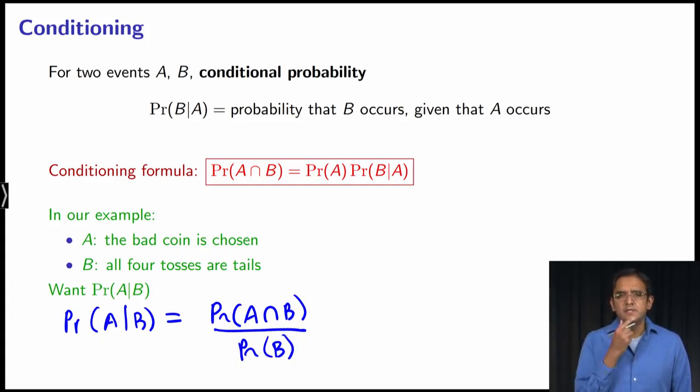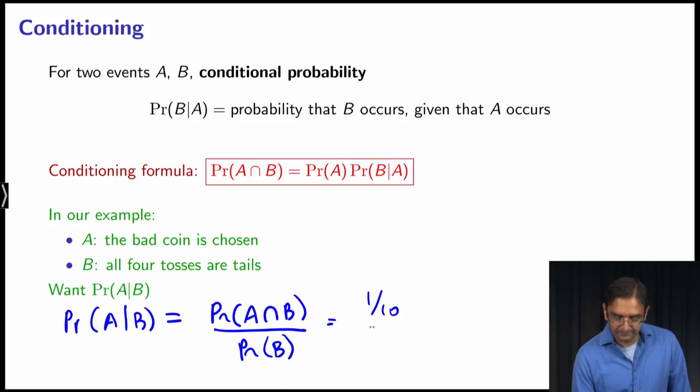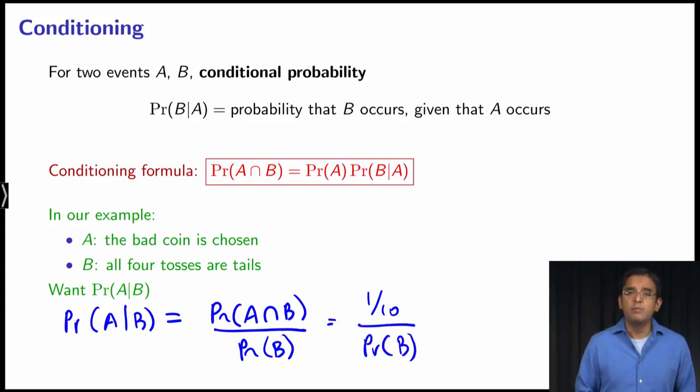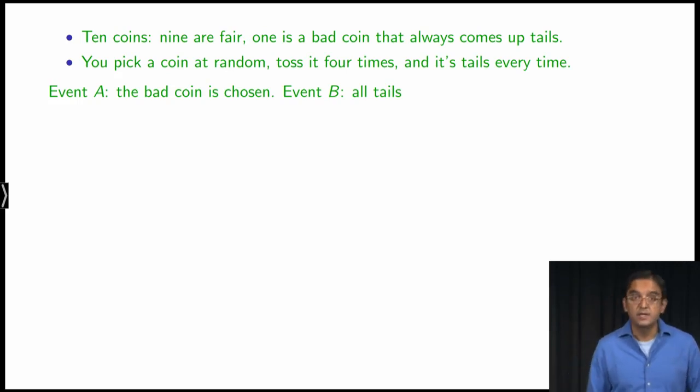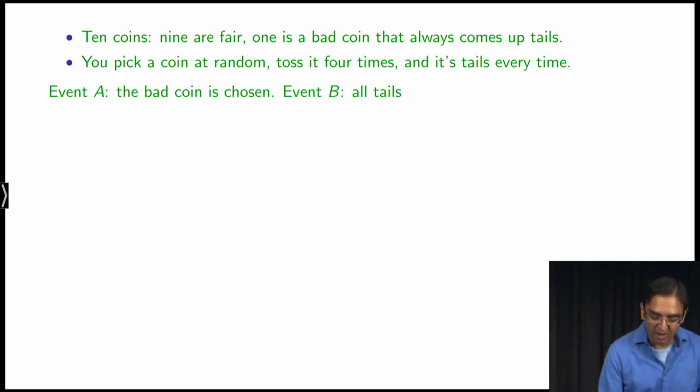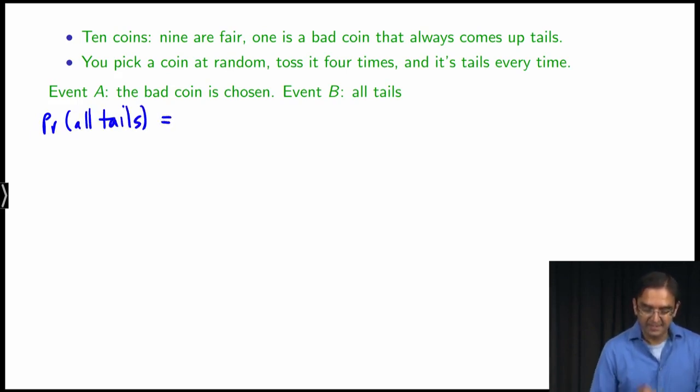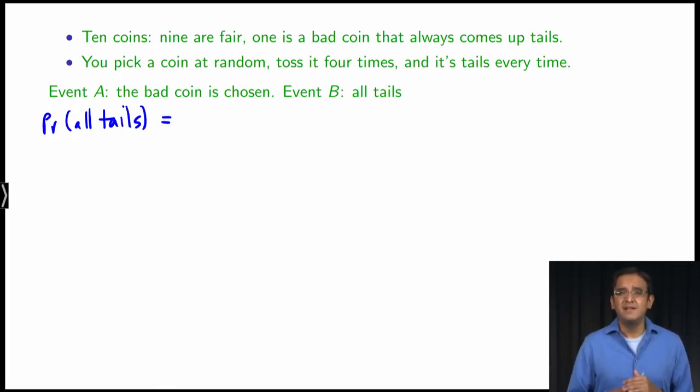Okay. So what is the probability of A and B? We've computed that. That's 1/10. What is the probability of B? What is the probability that all four tosses come up tails? Well, that's something we have to figure out. Okay, so let's go ahead and do that. Let's figure out the probability that all four tosses are tails. Well, it kind of depends on whether or not we chose the bad coin. So let's break it up into those two cases.